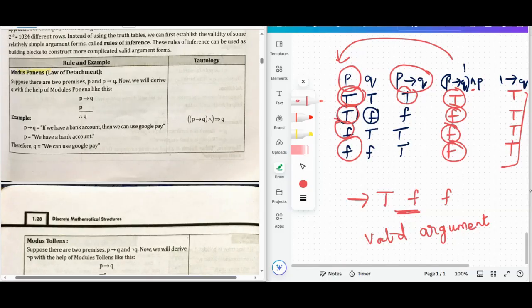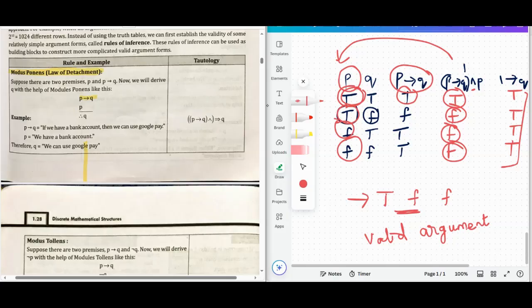modus ponens law, or the law of detachment. What is modus ponens law? It is the same example that I have explained. Here P implies Q and P gives you Q. If we have a bank account, then we can use Google Pay. P: we have a bank account. Q: we can use Google Pay. Only if we have a bank account, we can use Google Pay. So that will be modus ponens law.